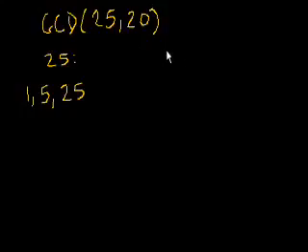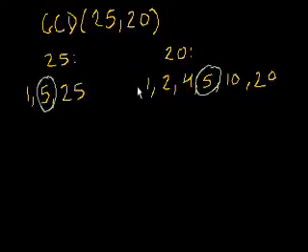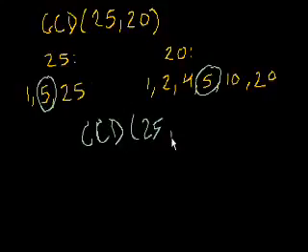And then now we do the factors of 20. The factors of 20 are 1, 2, 4, 5, 10, and 20. And if we just look at this by inspection, we see, well, they both share 1, but that's nothing special. But they both have the common factor of, you got it, 5. So the greatest common divisor, or greatest common factor of 25 and 20, well, that equals 5. Let's do another problem.